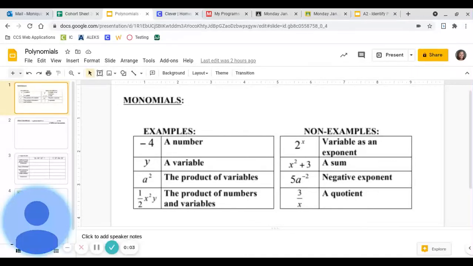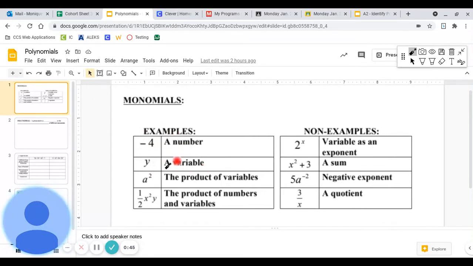Okay. So the first thing is, in order to understand polynomials, you got to understand a monomial, because a polynomial is just a lot of monomials put together. So the first thing we have, some examples and we have non-examples. So the examples, we have a number. So any number is considered a monomial. It can be positive or negative. It can be represented as a fraction. It can be represented as a decimal. It is still considered a monomial.